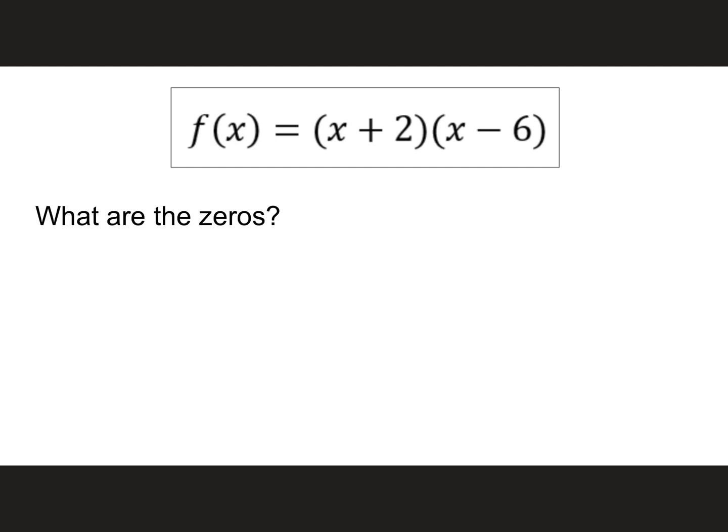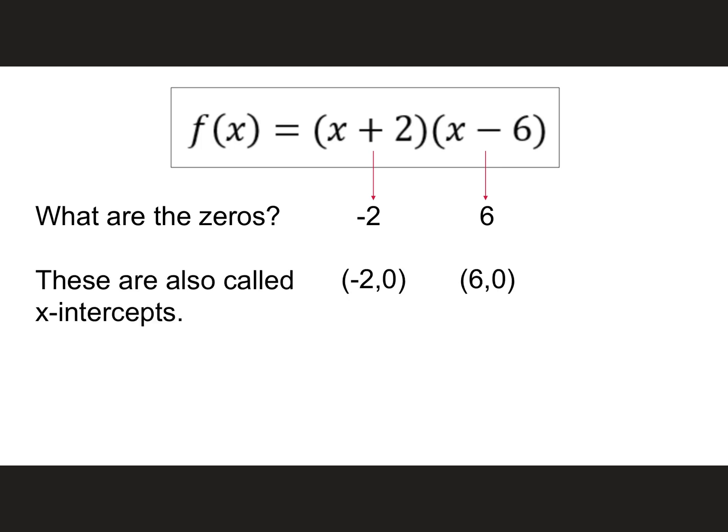So what are the zeros? In other words, what number for each value of x would make that particular binomial 0? Well, for the first one, if x was -2, that would make it 0. And for the next one, if x was 6, that would make that binomial equal 0. For quadratic functions, zeros are also called roots and x-intercepts. And so our two x-intercepts for this particular function are (-2, 0) and (6, 0).